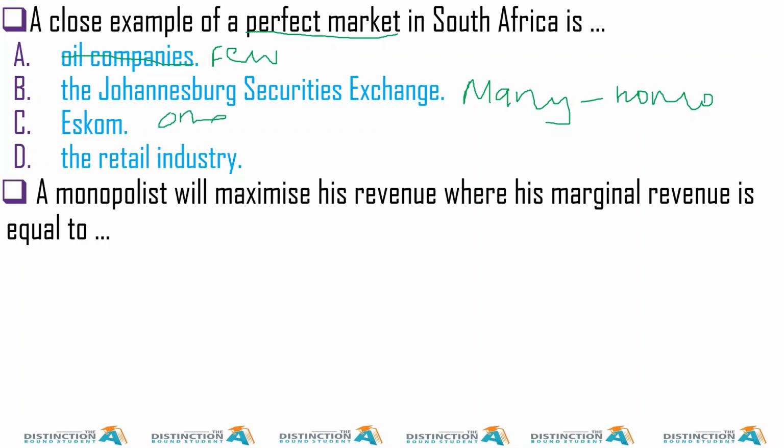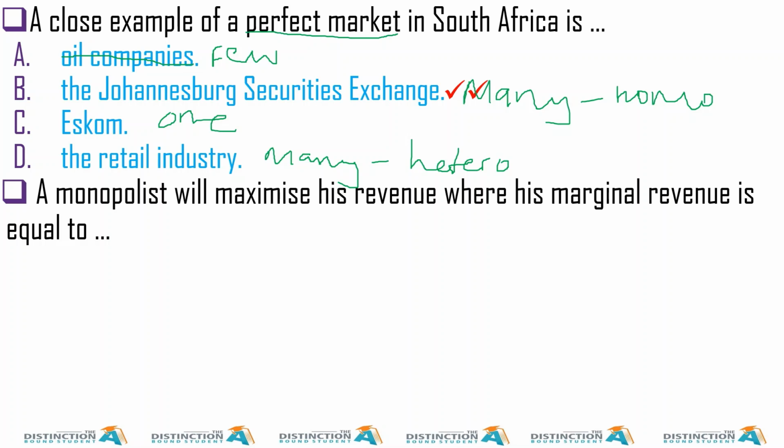Let's look at Eskom. There is only one, so we don't have to waste our time. Let's look at the retail industry. Okay, you might find out that there are many, but then the problem comes when we look at the nature of the product, you could see that the product is heterogeneous. So the thing that makes sense in this one is the JSE. It is the closest we can get to the answer.